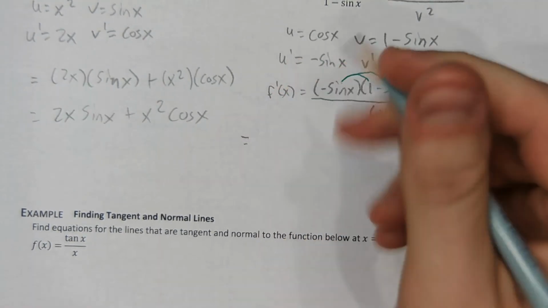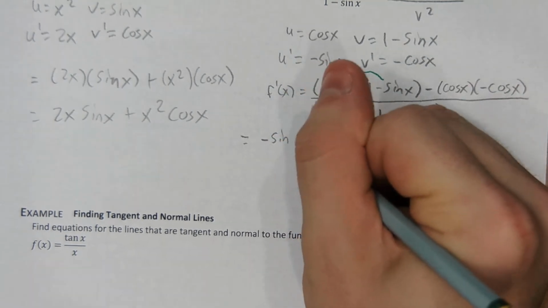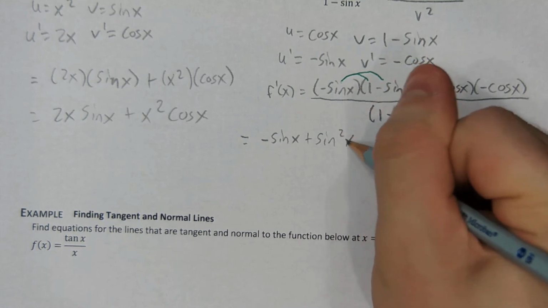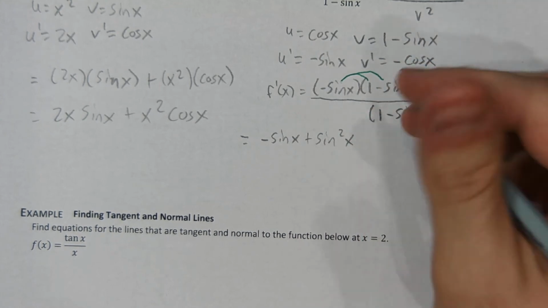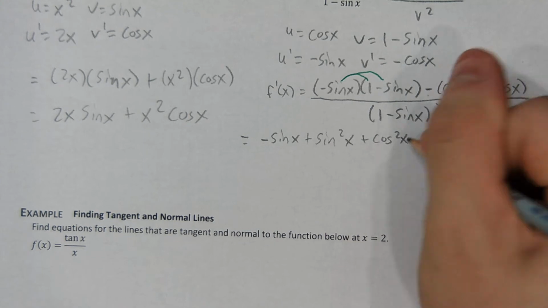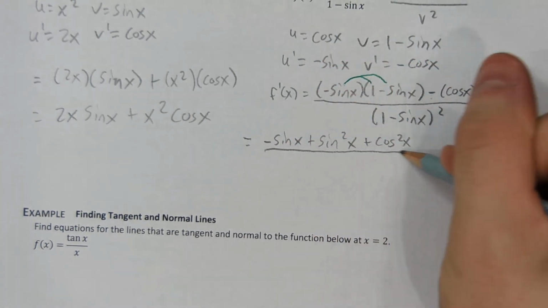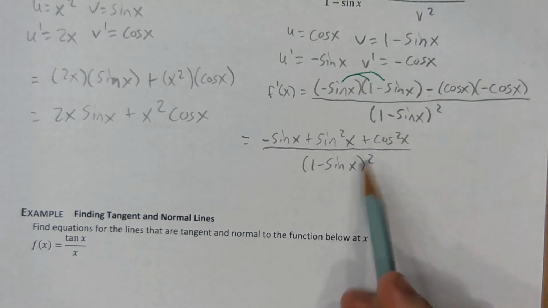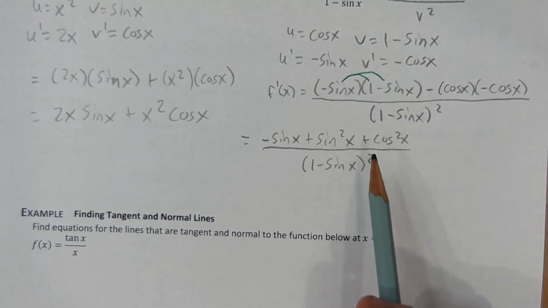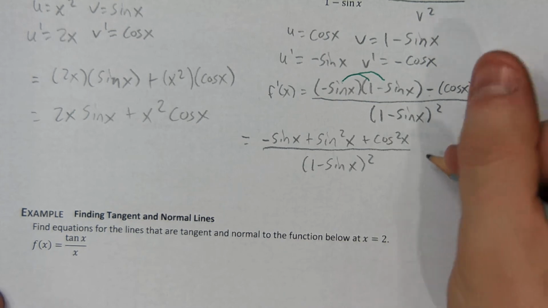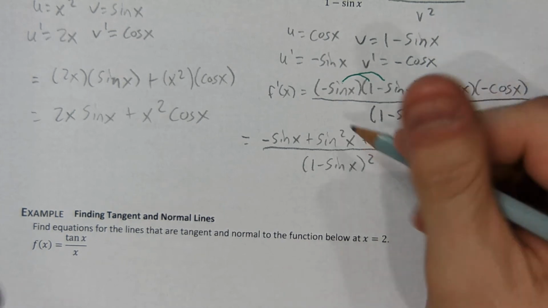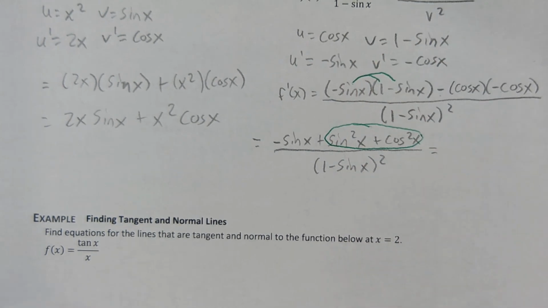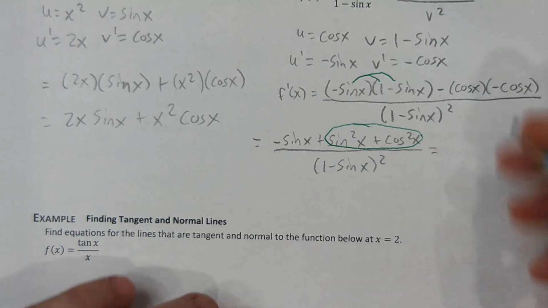It says equals negative sine x, that's coming from there, plus sine squared x, and these two minuses make a plus cosine squared x. Hey look, the Pythagorean identity. Sine squared plus cosine squared equals 1. So instead of saying negative sine x plus 1, because all of this equals 1, instead of saying negative sine x plus 1, why don't I say 1 minus sine x?